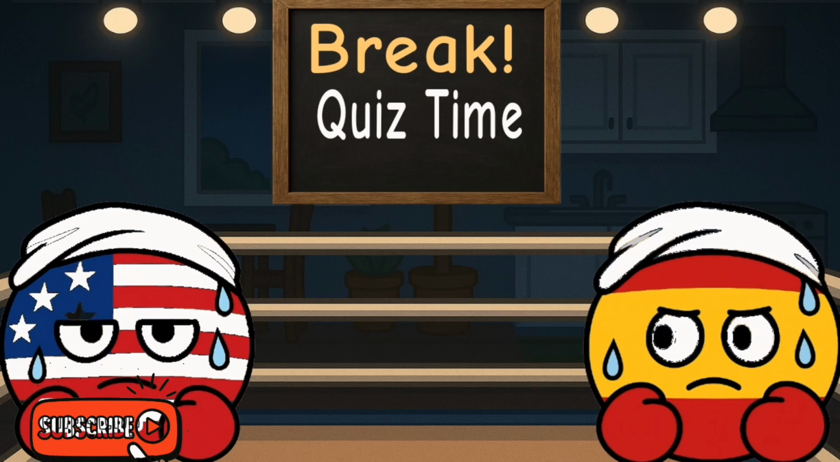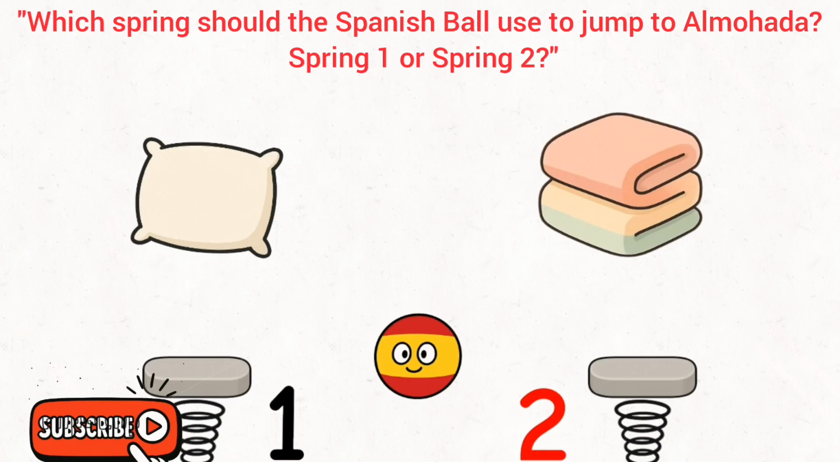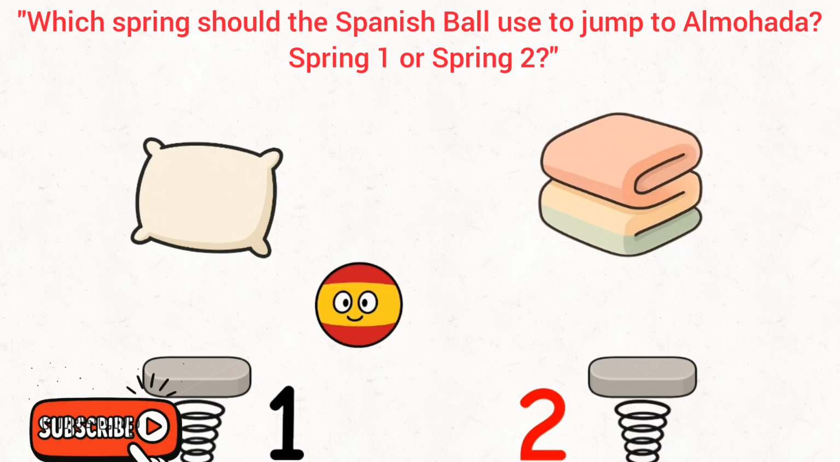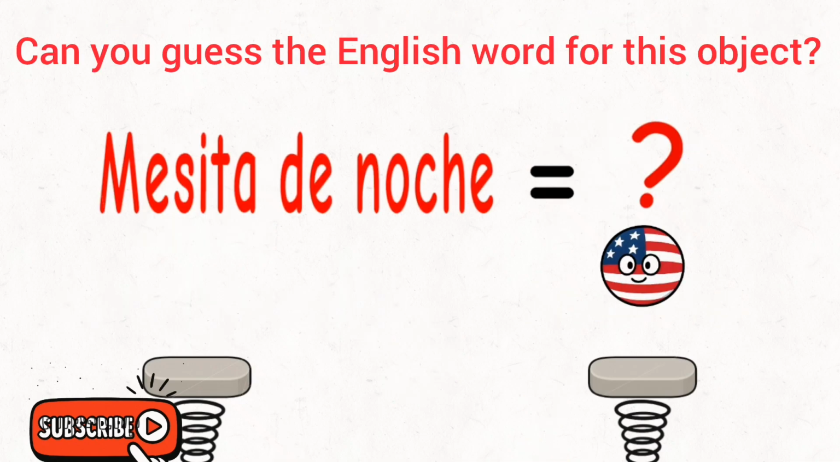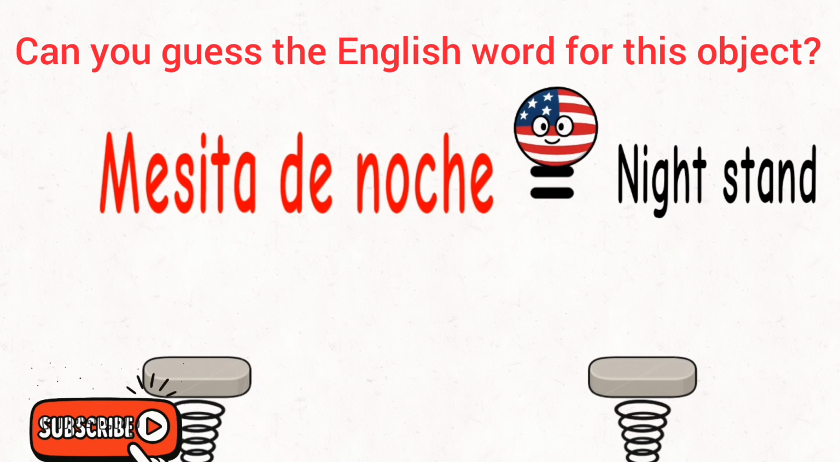Break. Quiz time. Which spring should the Spanish ball use to jump to Almohada? Spring 1 or spring 2? The correct answer is spring 1. Can you guess the English word for this object? The correct answer is nightstand.